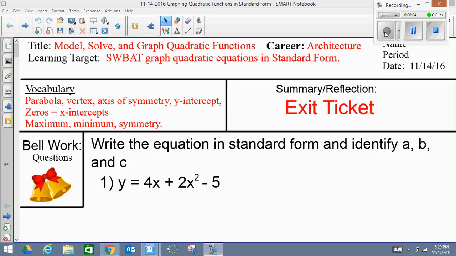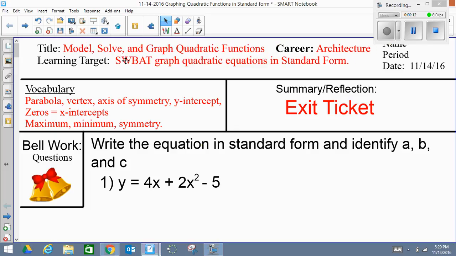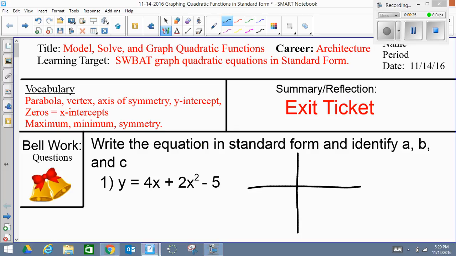Today we're working on, let me see, our goal: students will be able to graph quadratic equations in standard form. Okay, so we're graphing quadratic equations in standard form. Our vocabulary is parabola, which is the U shape that we did. When we have a coordinate plane, the parabola is going to be the U shape form. That's called a parabola.